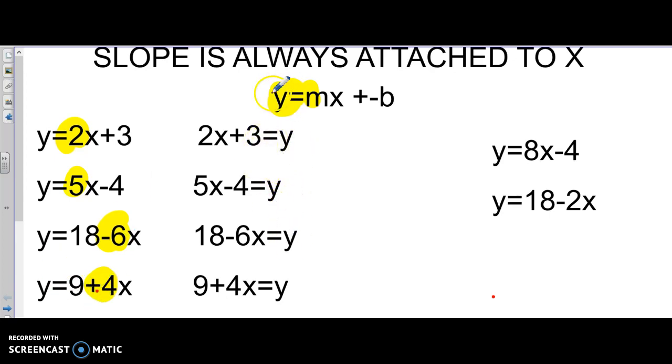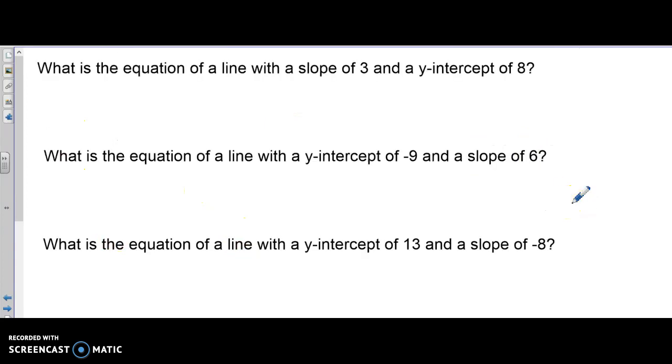And even if it looks a little funny, if y is on the opposite side, as long as it is by itself, the number attached to x is your slope. So here's 2, here's 5, -6, and +4. You try these. Now, the number attached to x is 8, so my slope is 8, and the number attached to x is -2. My slope is -2.